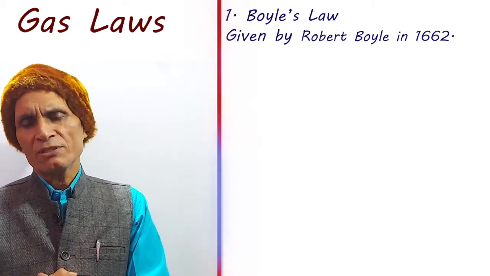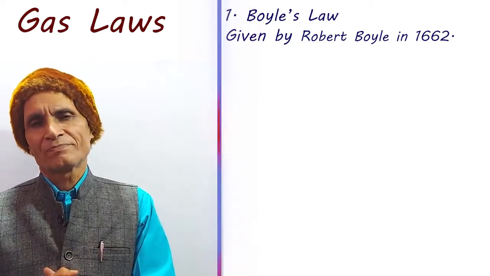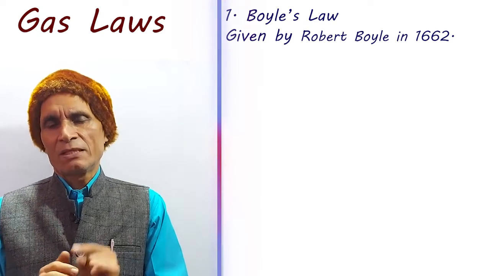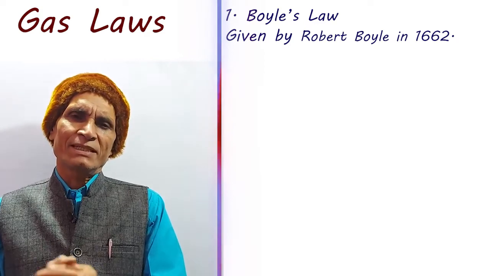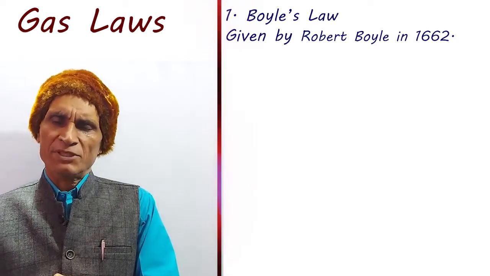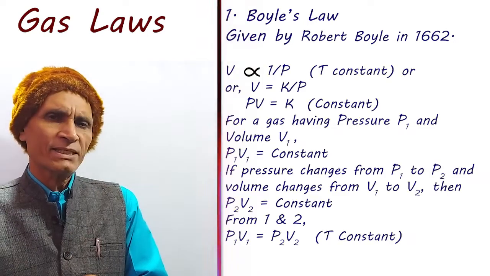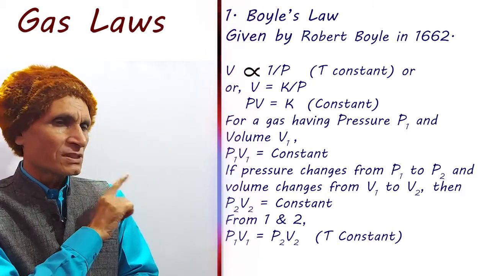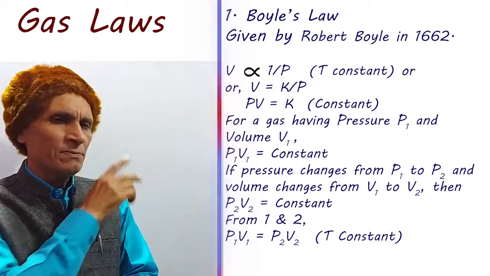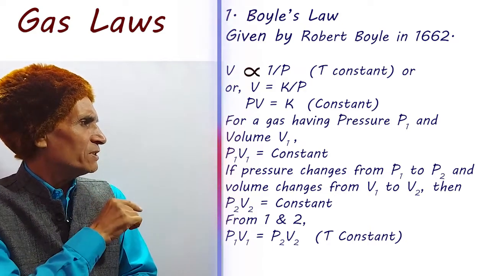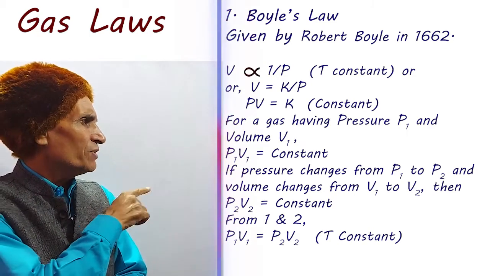Based on this observation, he gave a law known as Boyle's law of gas, which can be stated as: at constant temperature, the volume of a definite mass of a dry gas is inversely proportional to applied pressure. If V is the volume occupied by a definite mass of a dry gas at pressure P, then at constant temperature V is proportional to 1 by P, or V equals K by P, where K is the proportionality constant, or P into V equals K.